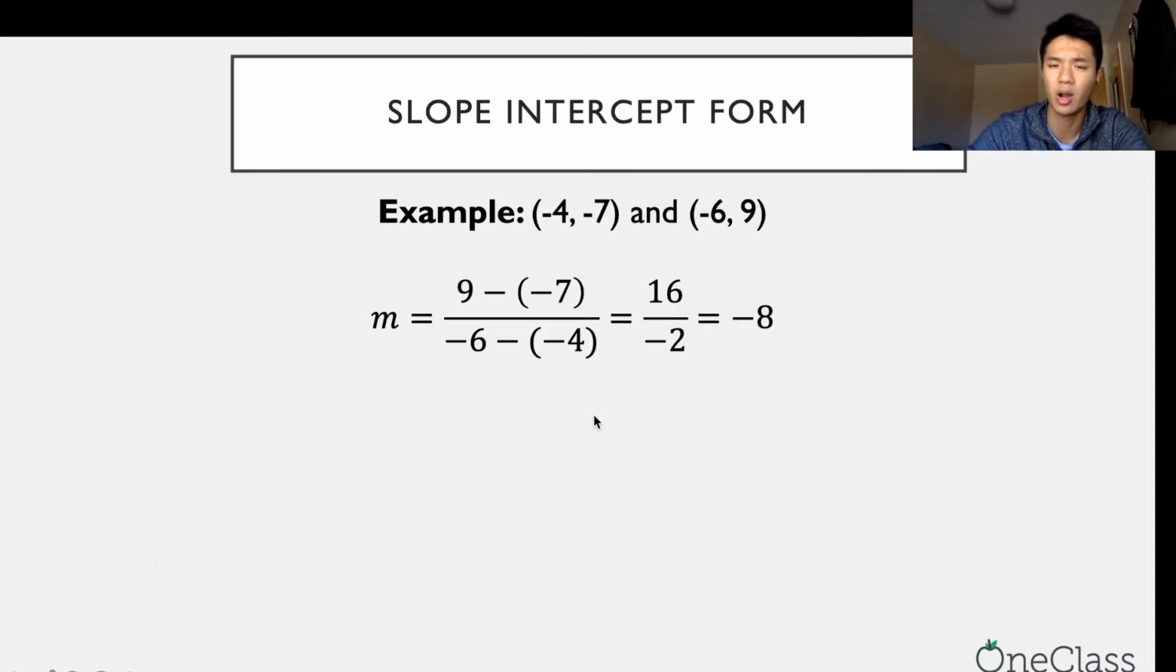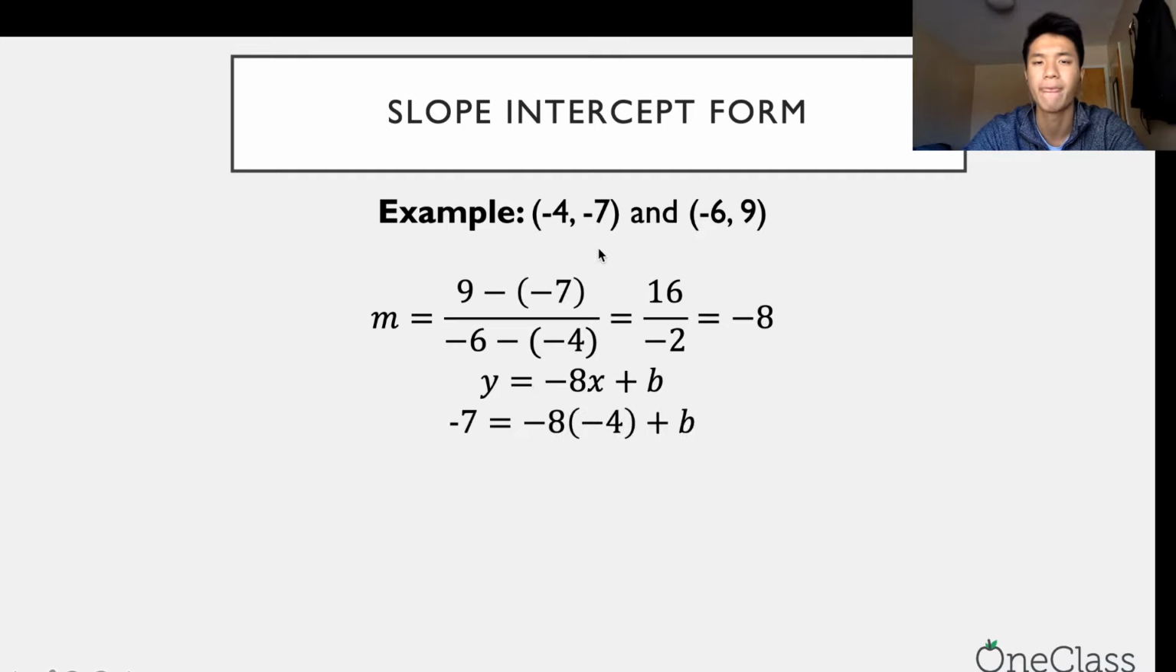So we have our m solved for, so we can plug that in for our m in our slope-intercept form, y equals -8x plus b. And then the second thing we can do is say, okay, step 2, let's find out what our y-intercept is. We can plug in either of these points into our graph. Let's just take this -4, -7 point. So y is equal to -7. So -7 equals -8, which is our slope, times x, which is -4, plus b.